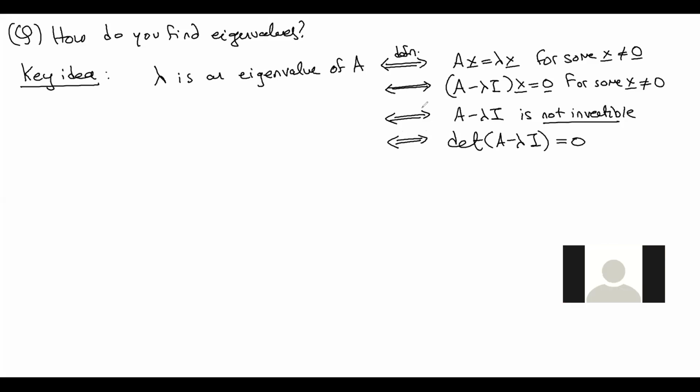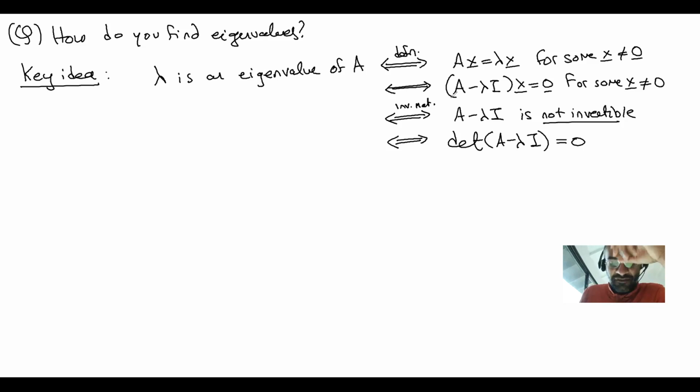Professor? Yep. Could you repeat why it's not invertible? Well, I just followed the definitions, right? Lambda is an eigenvalue if and only if A minus lambda I times X equals 0 has a non-trivial solution. This is by the invertible matrix theorem, right? So if A minus lambda I times X equals 0 has a non-trivial solution, then A minus lambda I is not invertible. Okay, got it. Thank you.